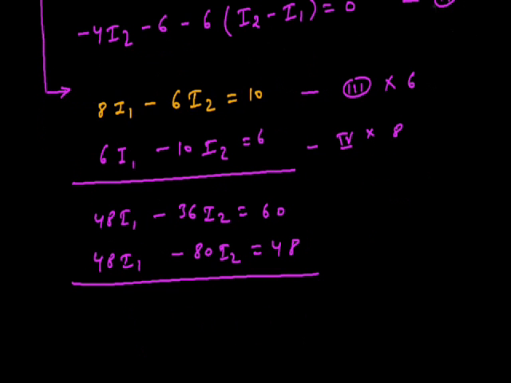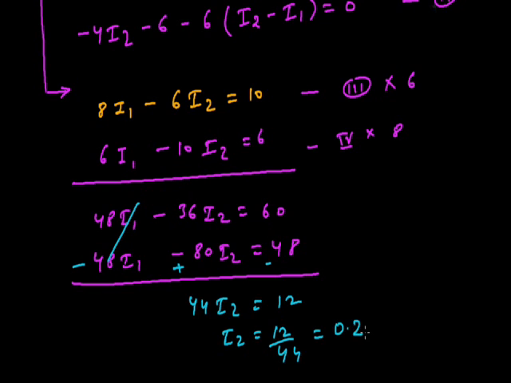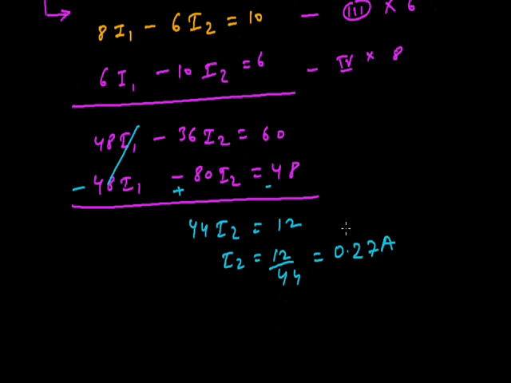So the I1 terms get cancelled, and here one is positive and here is minus, then it will provide us 44 I2 is equal to 12. Here I2 will become 12 upon 44, and this will be 0.27 ampere. So we have found the value of I2, that is 0.27 ampere.